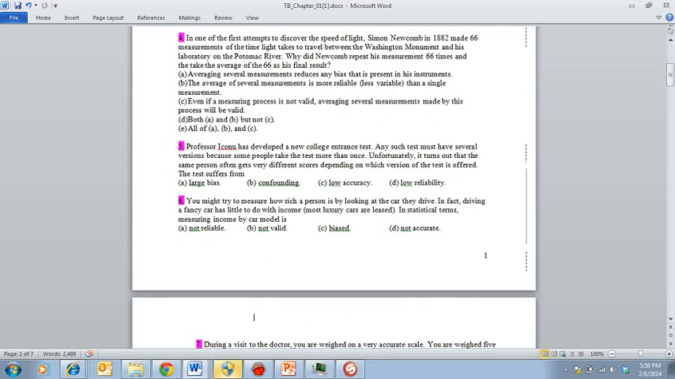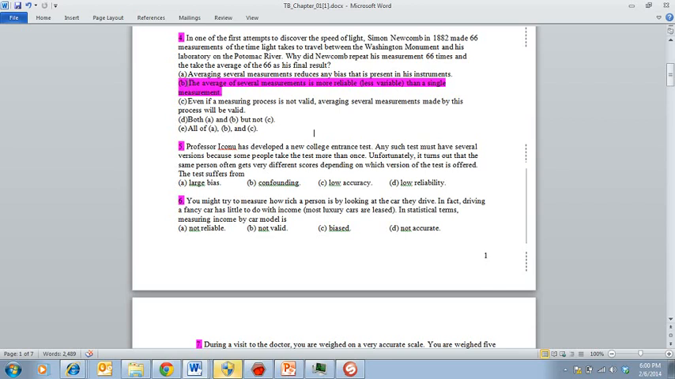In one of the first attempts to discover the speed of light, this is number 4, Simon Newcomb in 1882 made 66 measurements of the time light takes to travel between the Washington Monument and his laboratory on the Potomac River. Why did Newcomb repeat his measurement 66 times and then take the average of the 66 as his final result? And this is going to come back to exactly what I was talking about on the summary sheet. The average of several measurements is more reliable than a single measurement. Make sure you realize that for the test, okay?